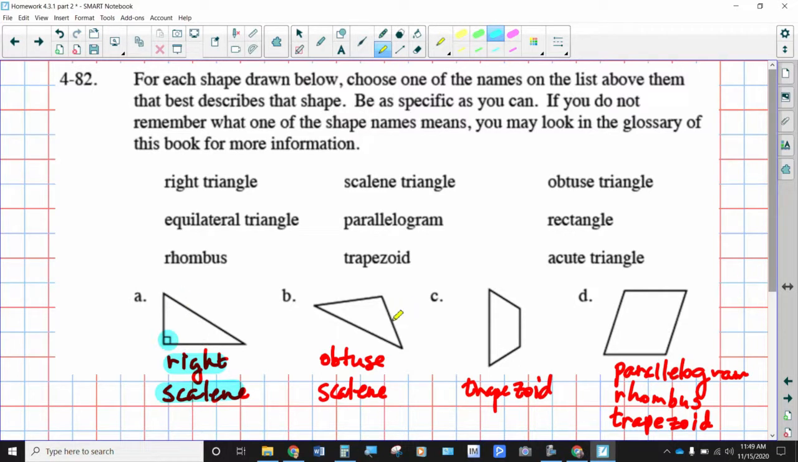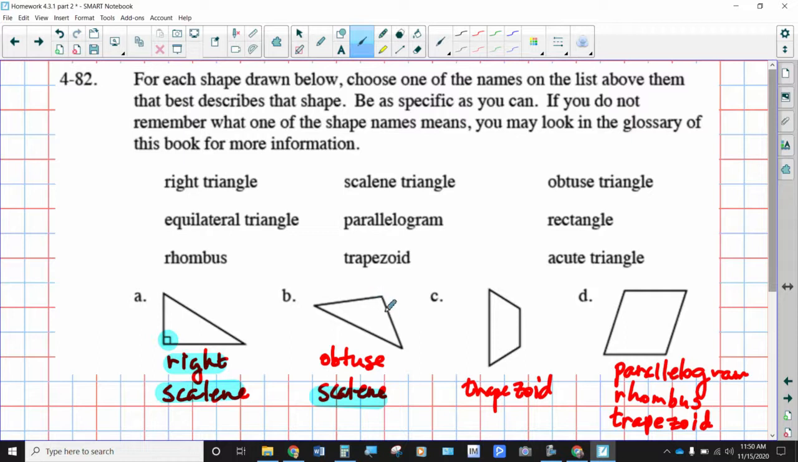This is also scalene, although those two look like they're relatively close, but they're not. And there's no option for an isosceles triangle up here anyway. So it's definitely scalene. And it's not right because there's no box, right? That's not a right angle here.